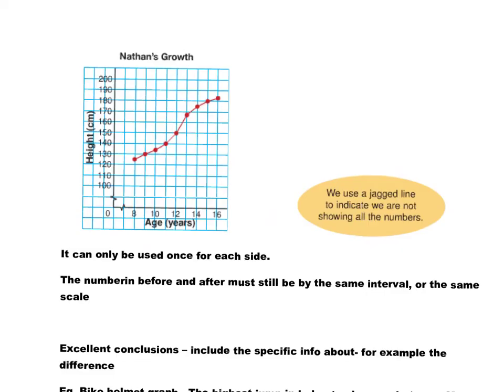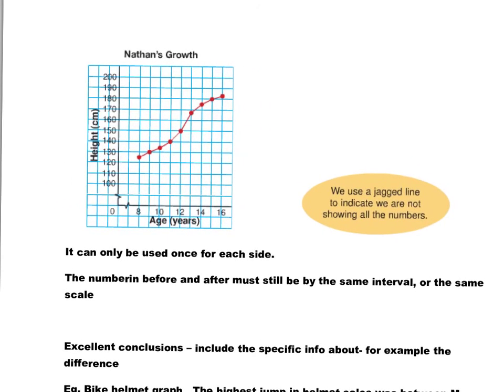All right, one more thing I wanted to show you. Here we have Nathan's growth, in years from age 8 to 16, and it's displayed in height in centimeters. But you'll see these odd little zigzags. I believe they're called breaks. I haven't been able to find any information about the specific name of this, but I have been told it's a break. So what this little thing helps you to do is it helps you to jump when you're numbering.